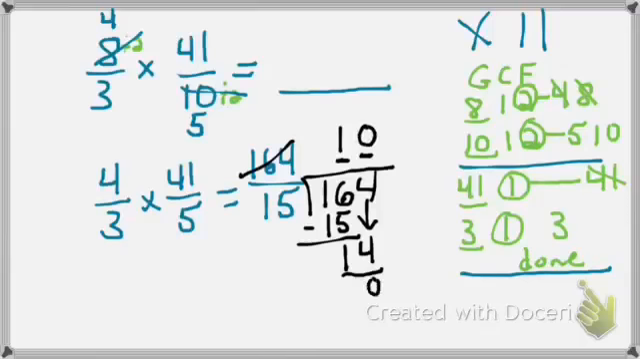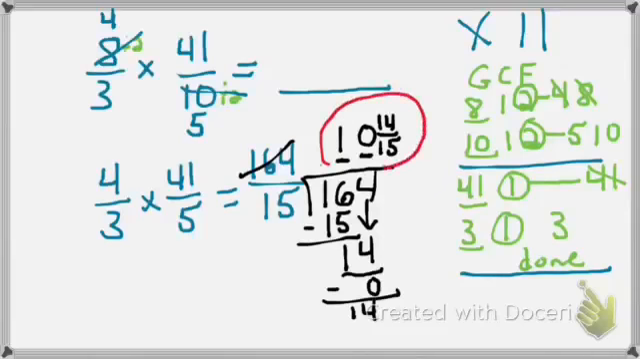0 times 15 is 0. Subtract: 14 minus 0 is 14. Compare, is 14 less than 15? Yes, it is. There is nothing to bring down, so I'm going to write my remainder as a fraction. Remember, my remainder, 14, becomes my numerator. My divisor outside the box, 15, becomes my denominator. And I know that 14 and 15 are in counting order, so my final answer would be 10 and 14/15.